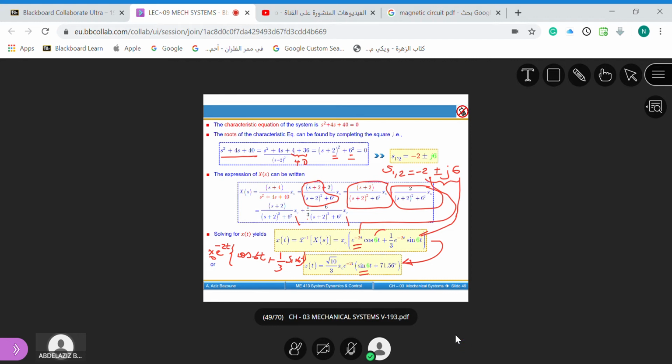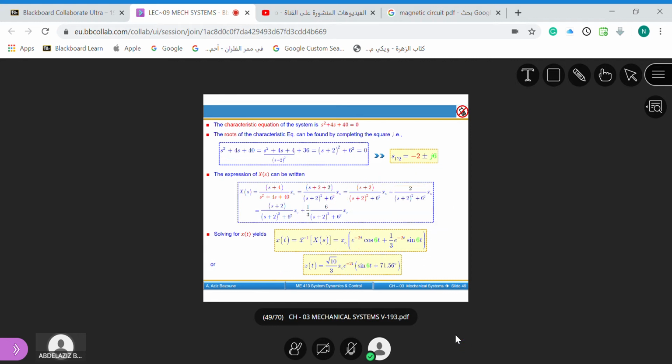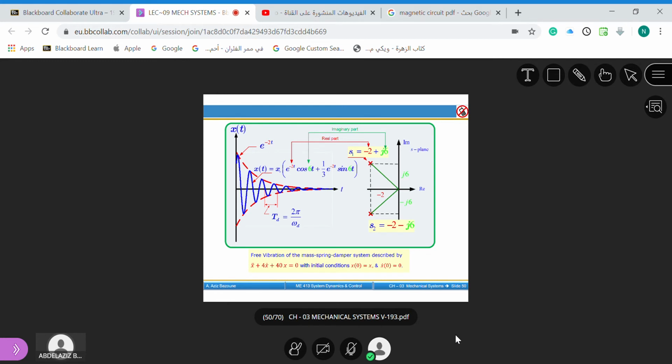So this is a decaying exponential function, and the response can be shown like this. The decaying envelope is exponential minus 2t, which is this one. This is due to the real part, and a sinusoidal one, sine or cosine, inside this envelope, which is due to the imaginary part. So the imaginary part is responsible for the sinusoid, and the real part is responsible for the decay.